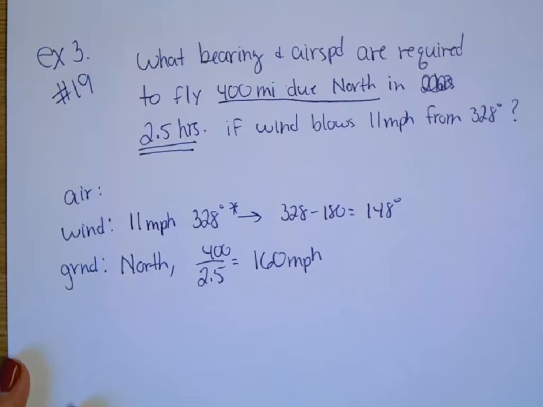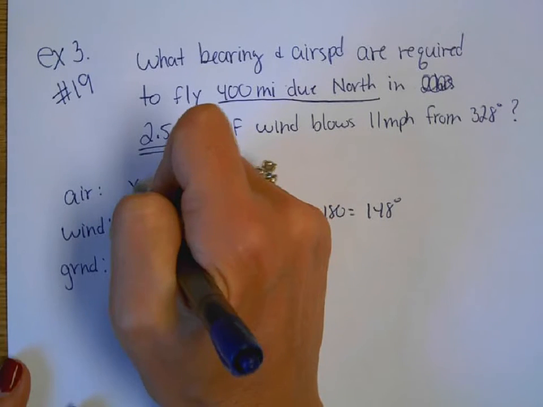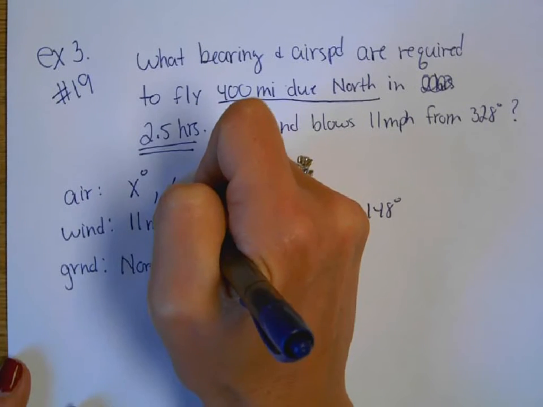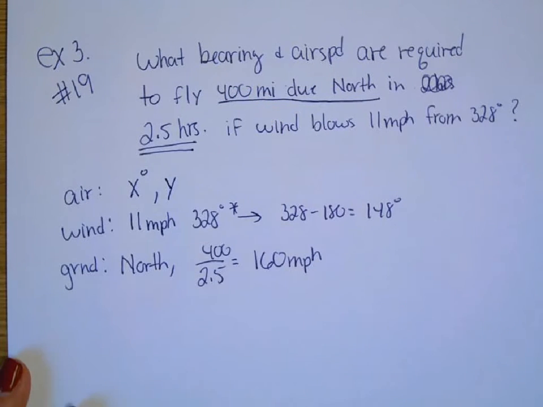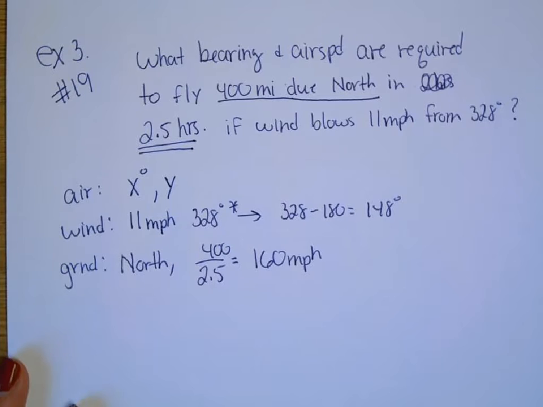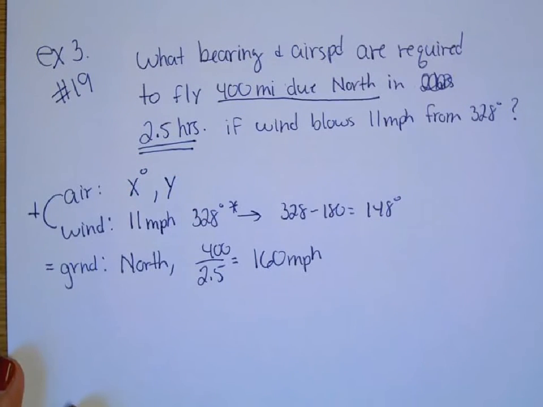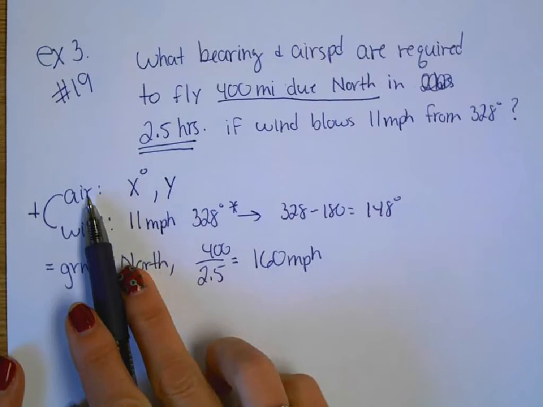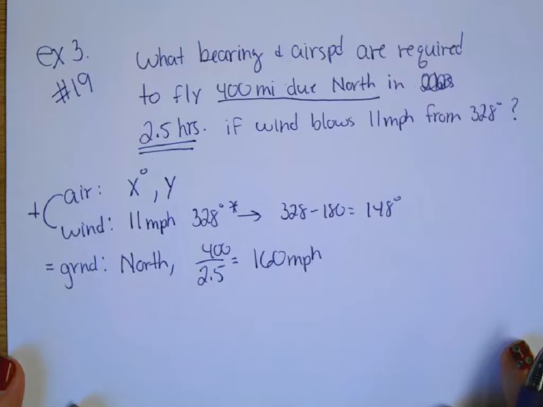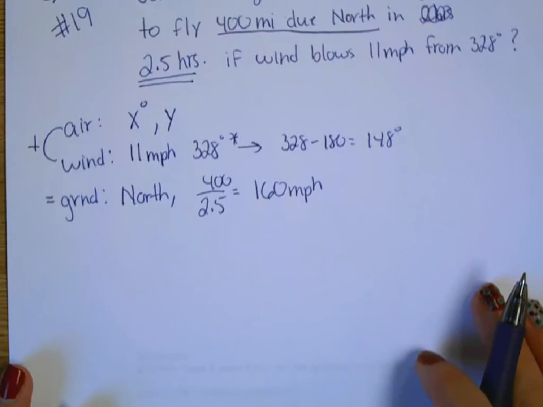And this time I know nothing about the airspeed vector. It wants the direction, the bearing, and how fast it's going. I just choose to call them X and Y. What bearing and airspeed are required? The actual speed, airspeed. Remember, it's the airspeed and wind that get added together to equal the ground speed. The only problem is I'm not going to be able to draw in the airspeed first. So which one should I start with? I'm going to start with wind.